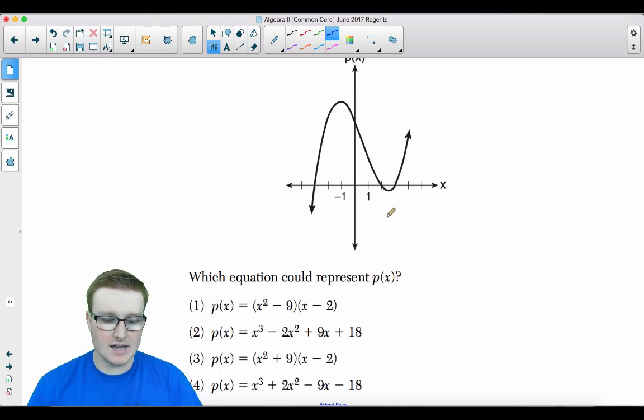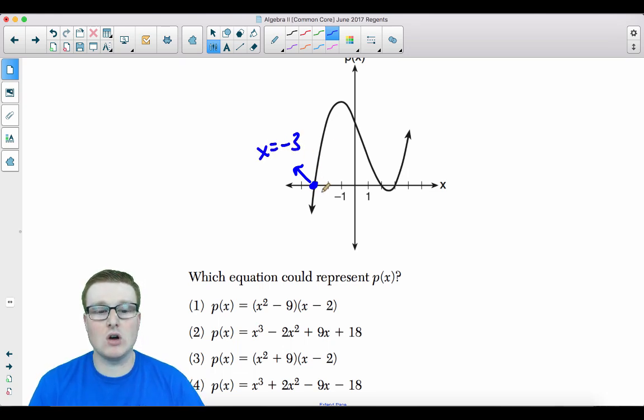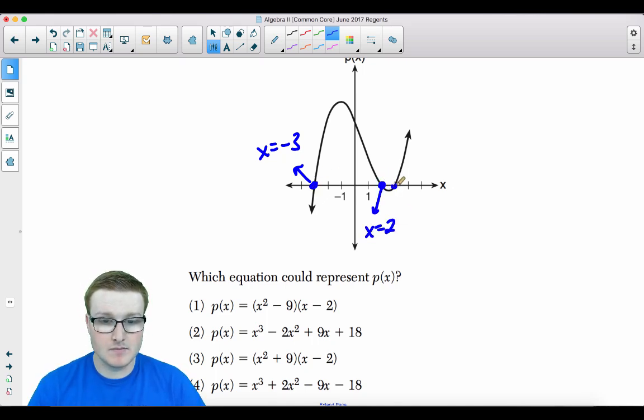So let's analyze this graph here. The root for this one is x equals -3 because that's where this crosses the x-axis. That's x equals -3, okay? This is x equals 2, okay? And this is x equals 3.